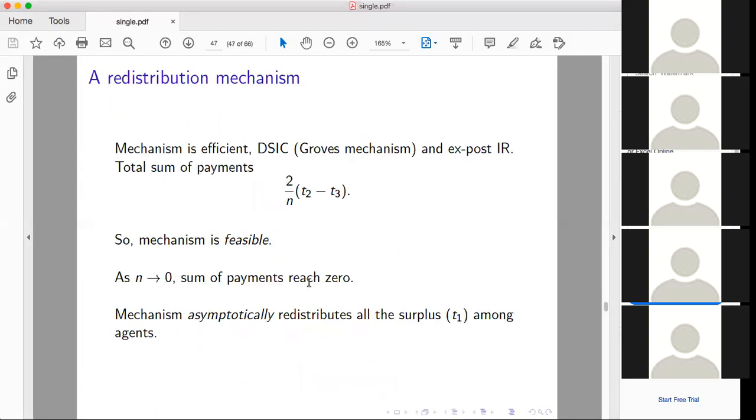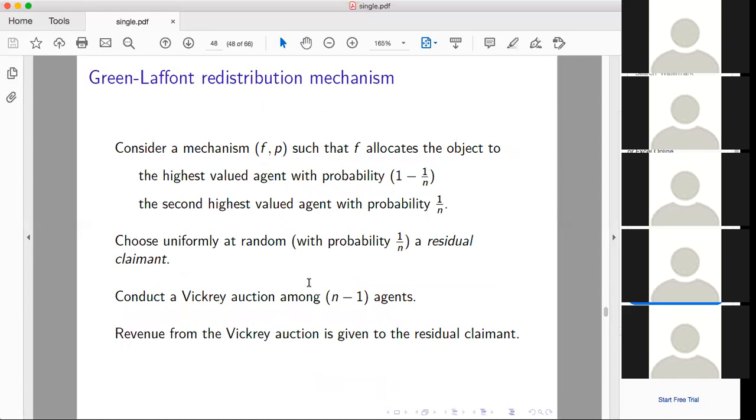But I'm going to tell you another mechanism which has similar redistribution properties, but it has different choice of f and pi0 essentially. This mechanism was proposed by Green and Laffont, and it's popularly known as the Green-Laffont redistribution mechanism. One interesting observation here is that this mechanism is not efficient.